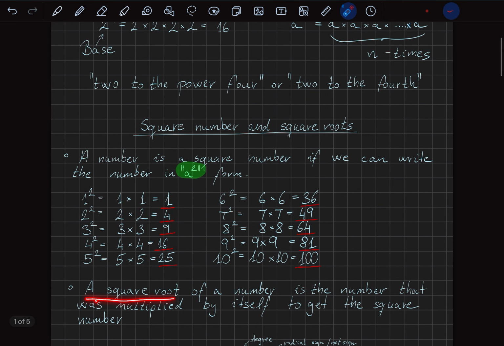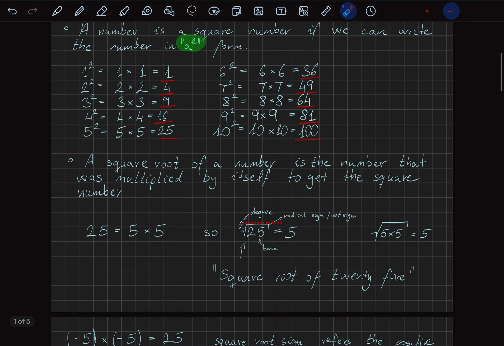Okay, the other thing, square root. A square root of a number is the number that was multiplied by itself to get the square number. Here is an example: 25 equals 5 times 5. So the square root of 25, this is how we say it, equals 5. And here is the example written out: the square root of 5 times 5, so 25, is 5.